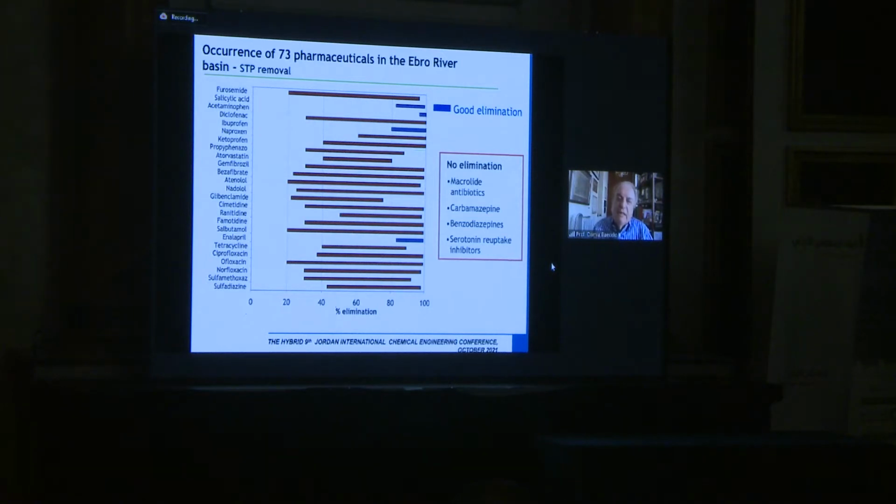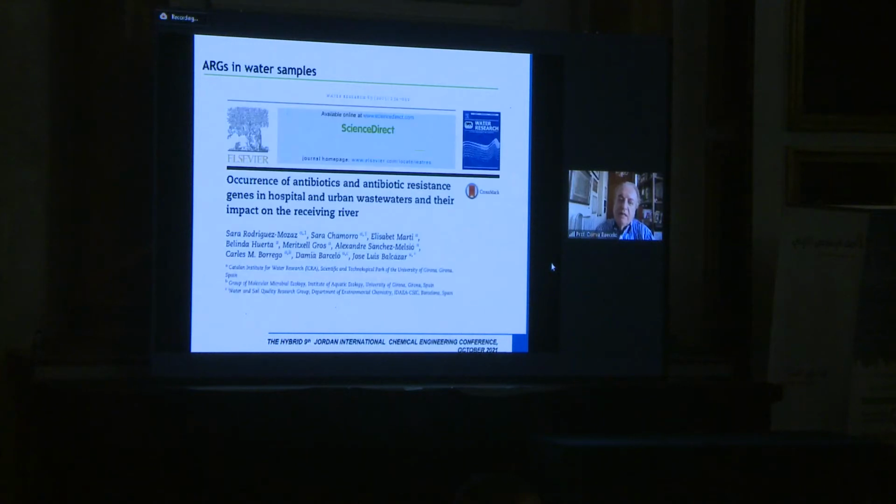So this is the average elimination of several pollutants. You can see that some of them got very good elimination, like acetaminophen, paracetamol, widely used, but other chemicals like furosemide or diclofenac are not really eliminated, or the elimination changes from 20 to 80%. So it depends very much on the treatment plant. We had some chemicals like carbamazepine, which is an antiepileptic drug, which is not eliminated and is widely used around the world.